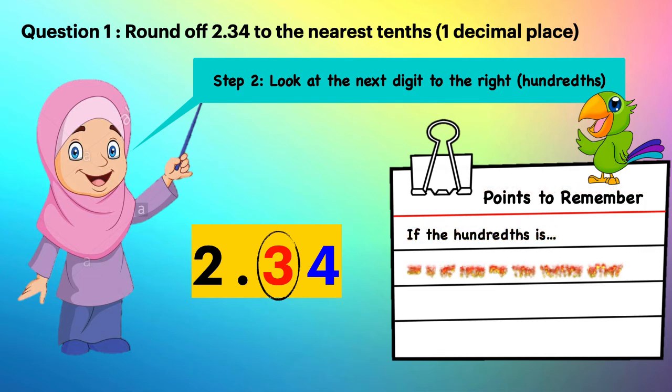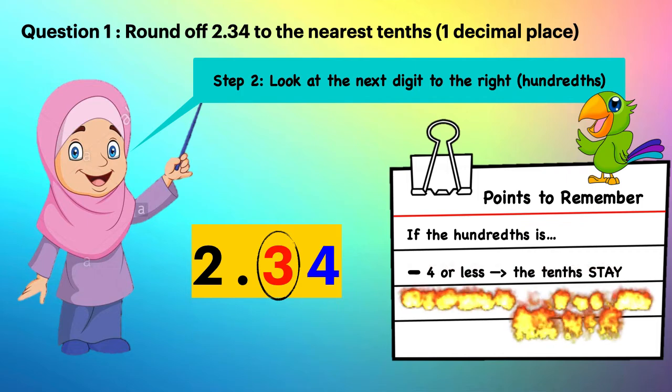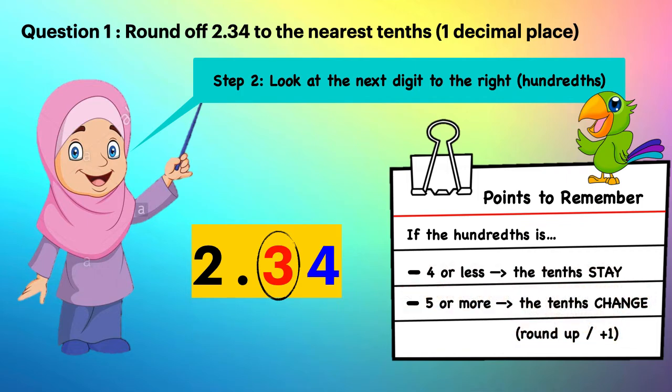Some points to remember. If your hundredth is 4 or less, then your tenth will stay. If it's 5 or more, then your tenth will change, which means you need to round it up, or add 1 to the tenth. Let's take a look at our number here.